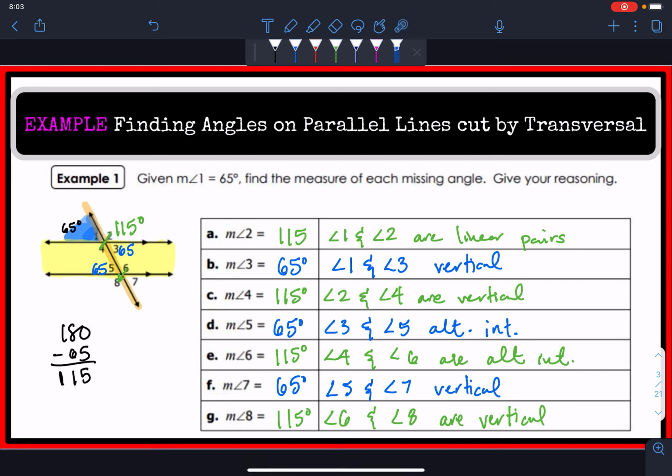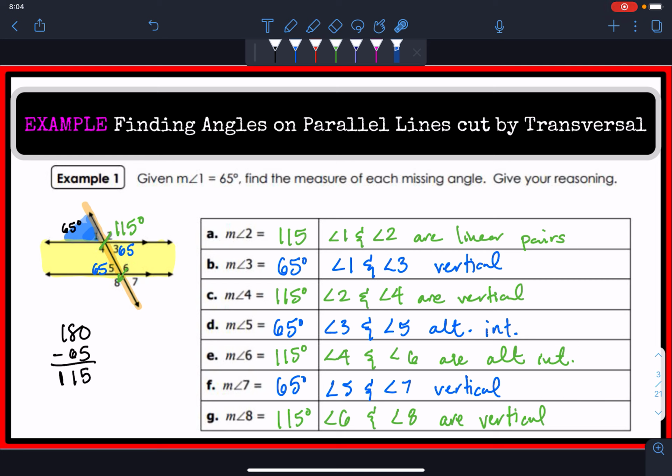Now notice it's the exact same two numbers on all of them. The remaining angles are going to be equal to 65, or they're going to be equal to 115. And as you can see, all of the obtuse angles are 115, and all the acute angles are 65.